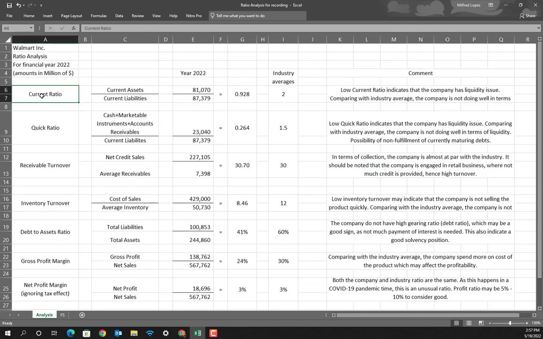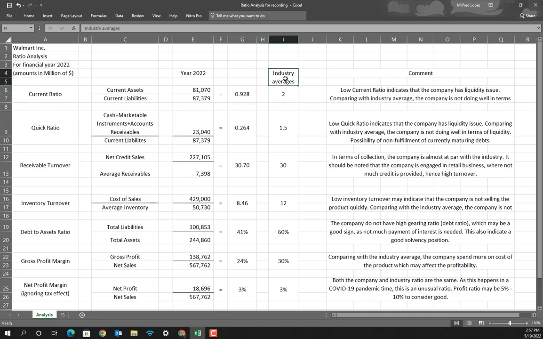So the first thing on ratio analysis, we have current ratio. Current ratio focusing on liquidity. Okay, so in this aspect, we're talking about whether the current assets will be enough to cover for current liabilities. Okay, so in this case, we've got year 2022. And these are the items from the balance sheets. Okay, so when we divide current assets over current liabilities, we have this 0.928.